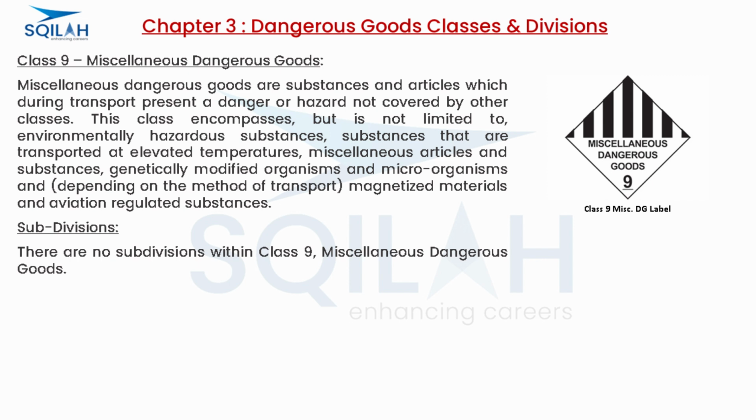Class 9, Miscellaneous Dangerous Goods. Miscellaneous dangerous goods are substances and articles which during transport present a danger or hazard not covered by other classes. This class encompasses, but is not limited to, environmentally hazardous substances, substances that are transported at elevated temperatures, miscellaneous articles and substances, genetically modified organisms and microorganisms, and, depending on the method of transport, magnetized materials and aviation-regulated substances.